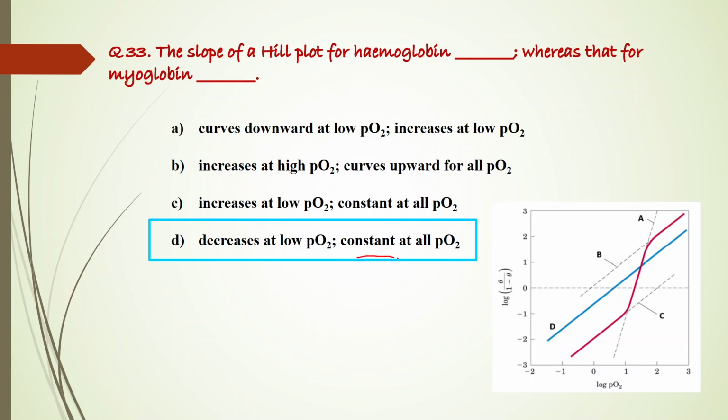So this option for myoglobin, it is constant for all partial pressure, and in case of hemoglobin the slope drastically decreases. At higher pressure you can see this is your slope, but at lower pressure this is your slope. So it decreases drastically. This was your slope at high partial pressure. This line is the slope at low partial pressure. So if I draw like this, at high partial pressure it looks like this, at low partial pressure it looks like this. So the slope at low partial pressure for hemoglobin decreases. So this was the correct option.